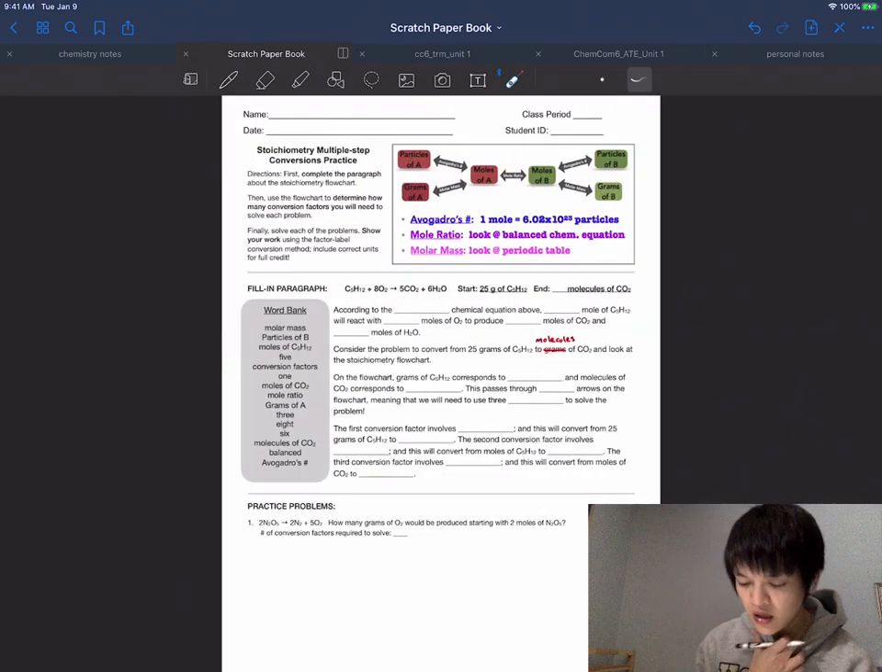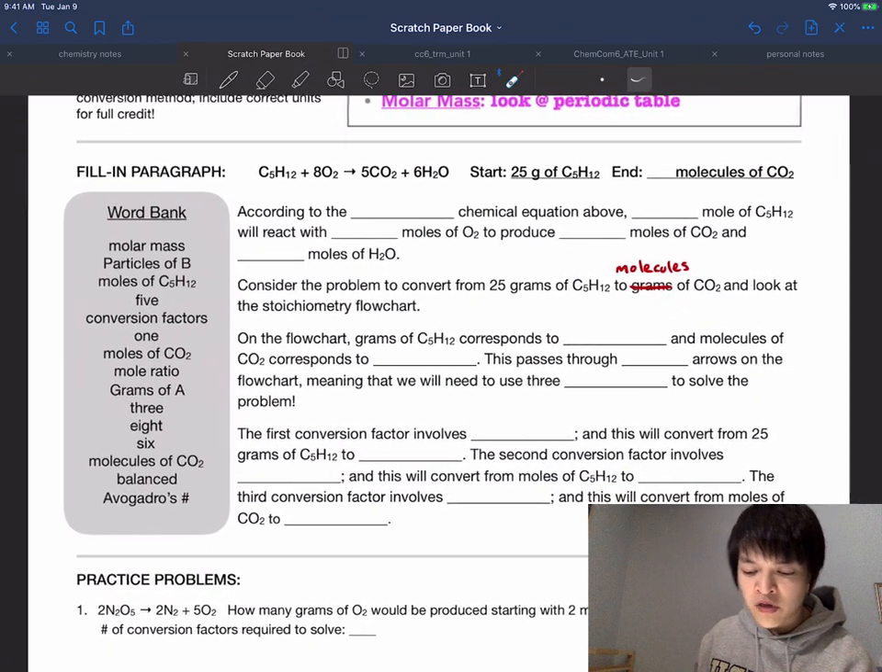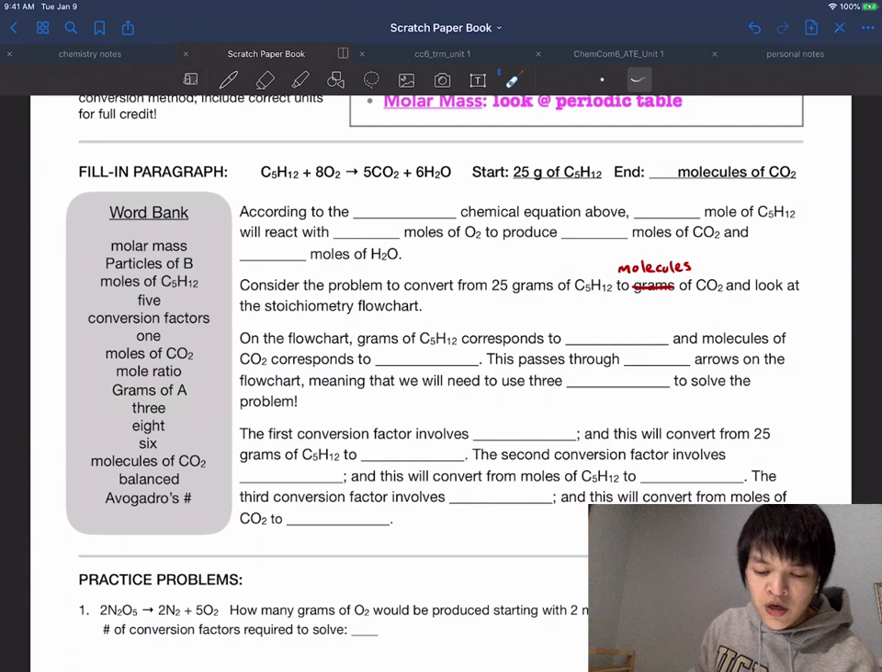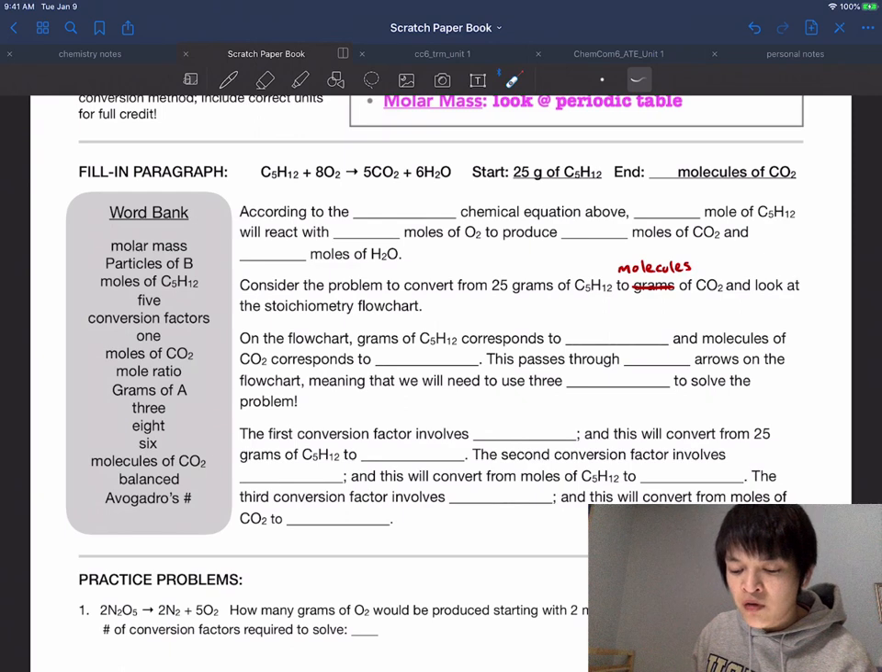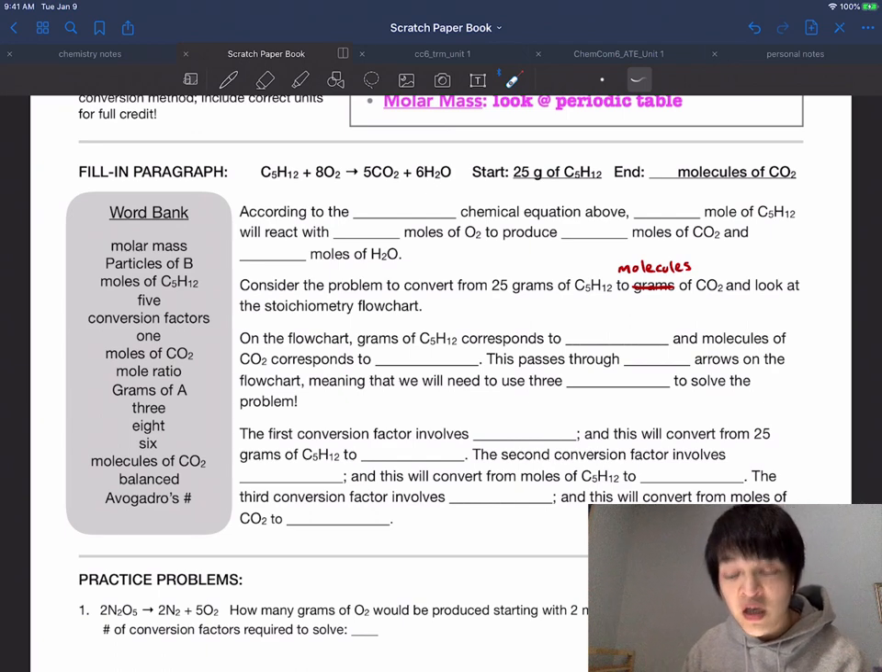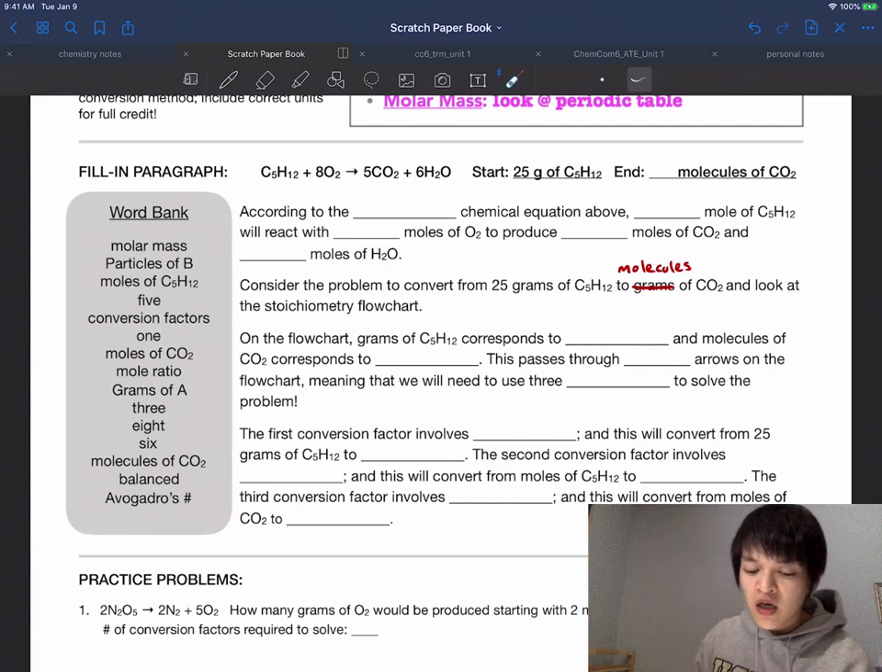I'll just go over two problems here. If you take a look at the middle, this is a fill-in paragraph with you starting with a balanced chemical equation. In this problem, we're starting with 25 grams of C5H12, and we're trying to convert to molecules of CO2. We would look at the flow chart to figure out how many conversion factors we need. And really, the flow chart is going to tell you all of the information that you'll need for all of these blanks. There is a word bank on the left-hand side.